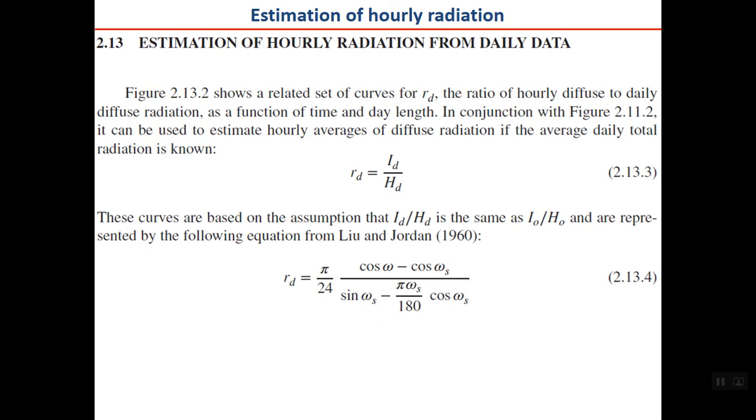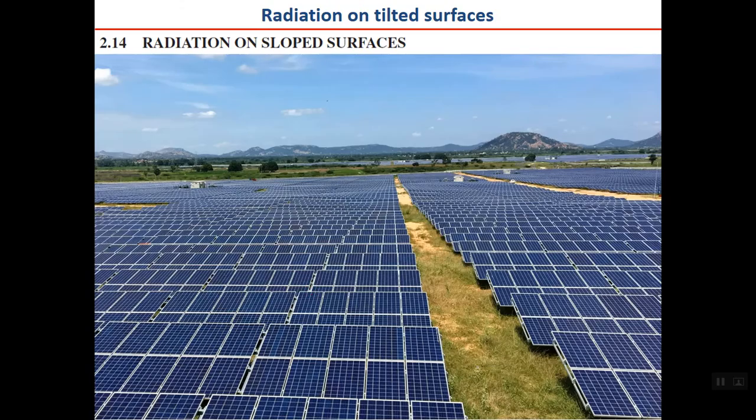And in the next section, I think the topic is wrong here. It should be 2.1.4. Please correct it yourself. Section 2.1.4 is about estimation of hourly diffuse radiation from daily data. If you want to calculate the hourly diffuse radiation, then again you should multiply the correction factor or the ratio by the daily diffuse radiation, which we calculated before. How can you find r_d? Either by the formula or by the curve, which are given in your textbook.